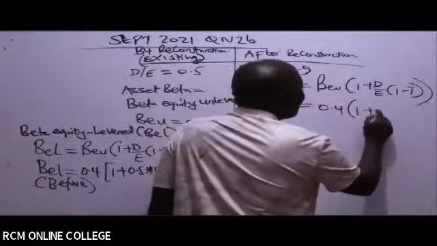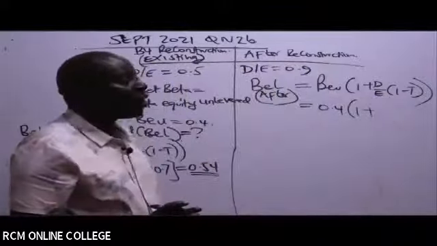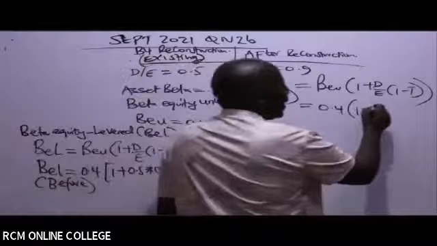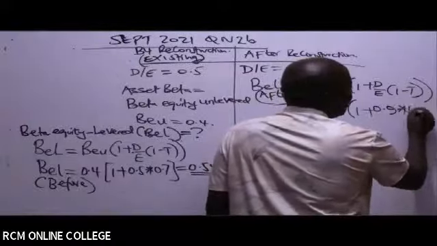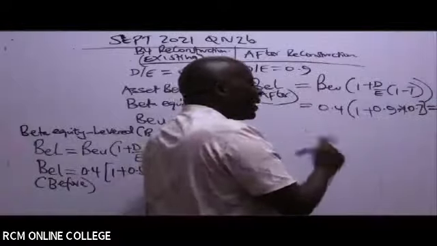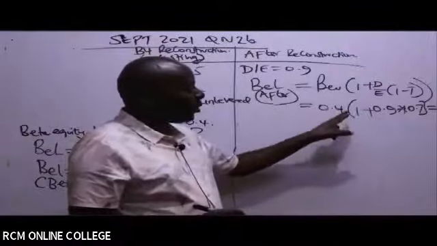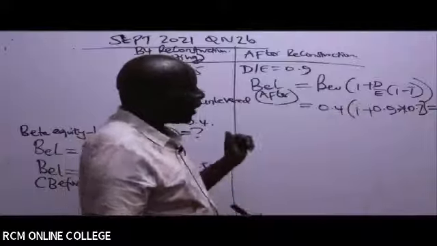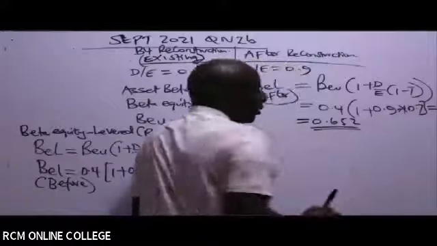So 0.4 times 1 plus, now that we had a capital reconstruction, we expect the debt to equity to change. Debt to equity is 0.9 times 1 minus tax, which will not change, 0.7. Please, all of us, take our calculators. Let's practice this. So this will be 0.4 times open bracket 1 plus 0.9 times 0.7, close bracket. We are getting 0.652. Thank you so much.